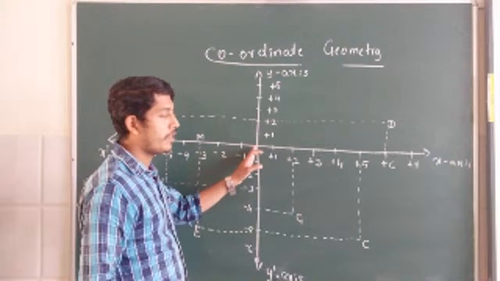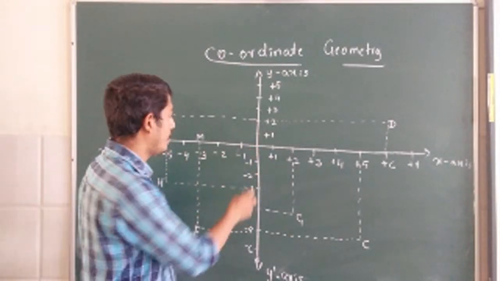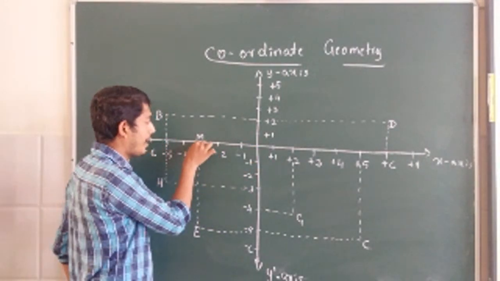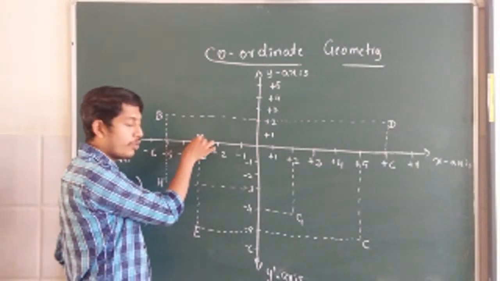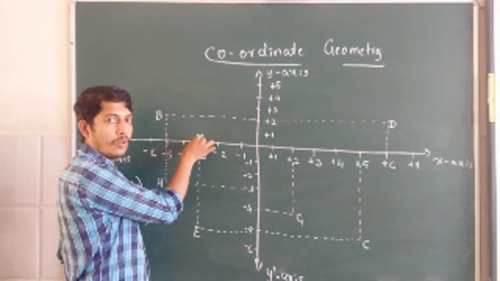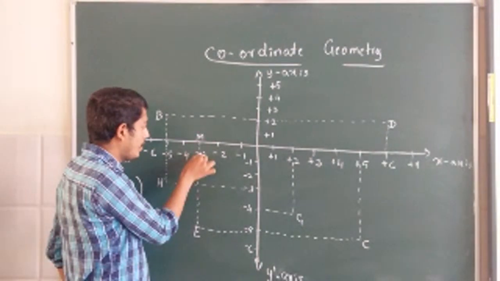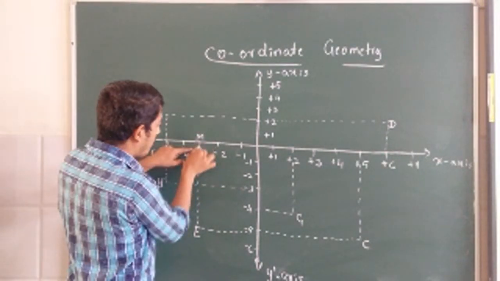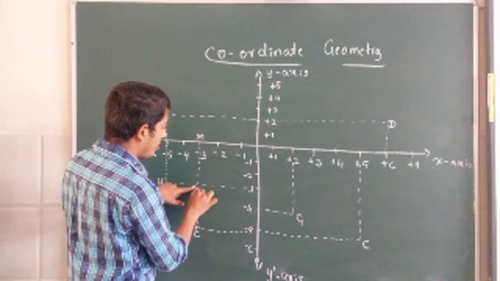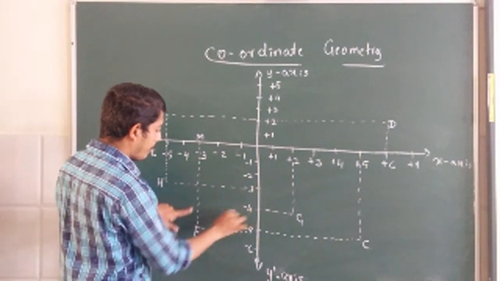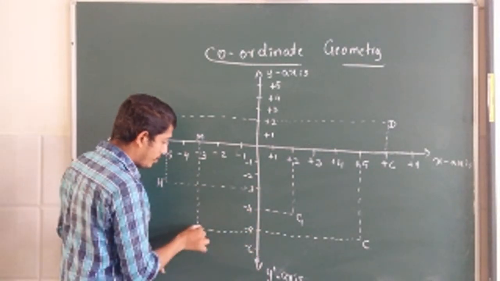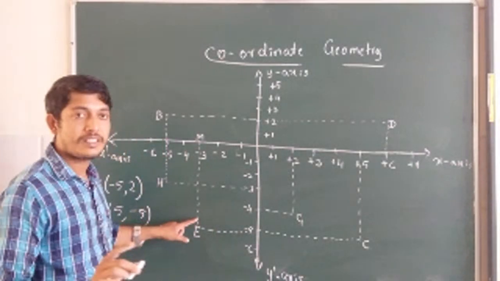So first we have to go for the x value. Minus 1, minus 2, minus 3. Then we have to go for the coordinate. The coordinate value is minus 5. That is minus 1, minus 2, minus 3, minus 4, minus 5. So this is the point which represents minus 3 comma minus 5.